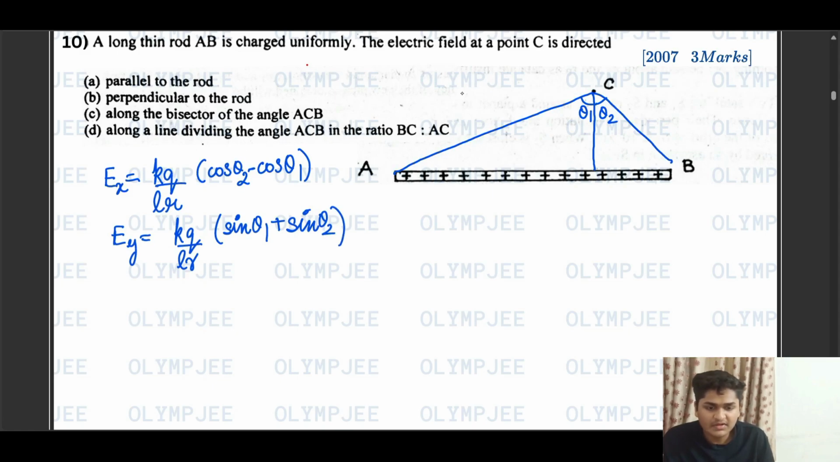So Ex will be positive because theta 2 is smaller than theta 1. So cos theta 2 will be greater than cos theta 1. So this is positive. So Ex will be in the positive x direction, and Ey will also be in the positive y direction. So the field will be somewhere along. Let us assume that the field is somewhere here, and it is clearly not parallel to the rod. So A is wrong and B is also wrong because it is clearly not perpendicular to the rod. So let us analyze C.